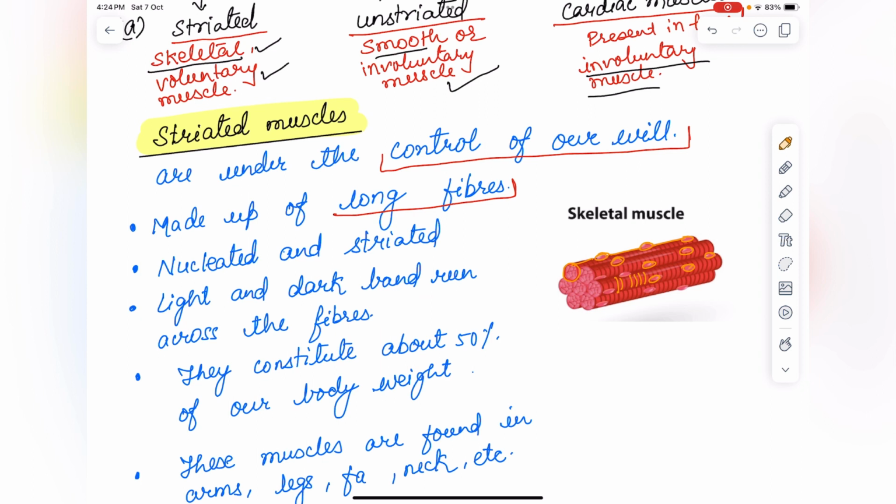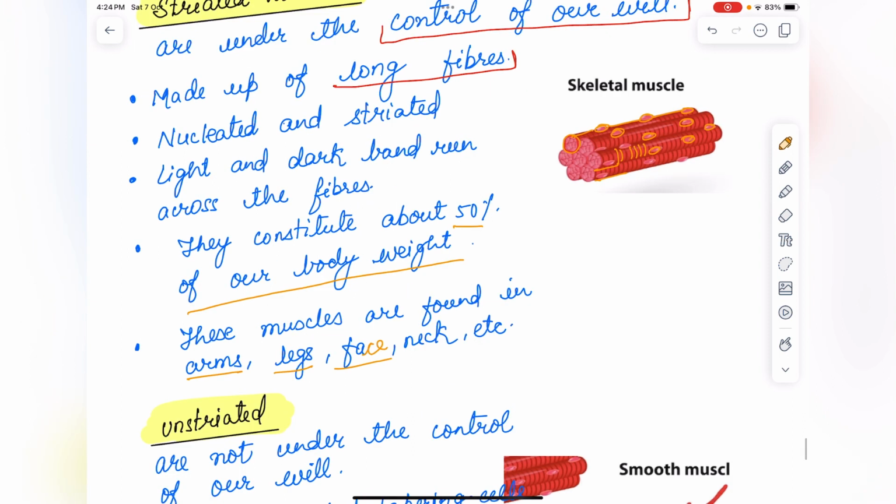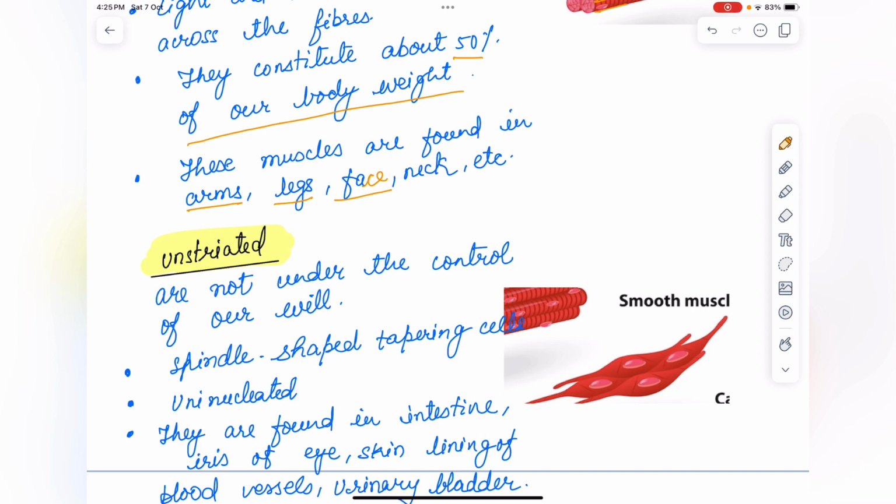And they constitute about 50% of our body weight. ये हमारी बॉडी वेट का 50% है. हमारे बॉडी का 50% वेट किससे बना हुआ है? This striated muscle. These muscles are found in our arms, legs, face, neck, etc. These all are present in our body. इन जगहों पे striated muscles present होंगे.